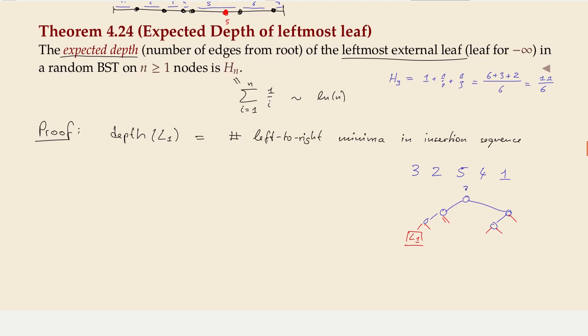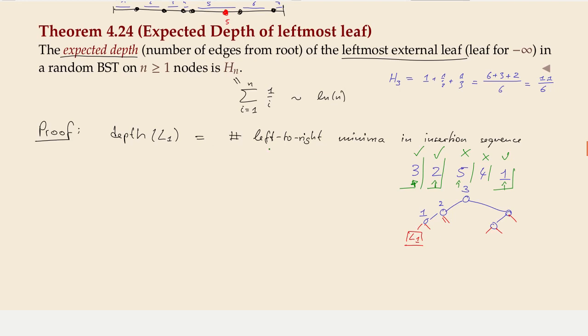Now let's just label the nodes on this path from the root to leaf 1. That was 3, that was 2, and that was 1. Now a left to right minimum of this sequence is, if you only look at the prefix ending here, and this is the smallest number you've seen up to this point, then it's a left to right minimum. So this one is. This one also is, because it's smaller than 3. 5, if you only look up to here, no. 4, no. But 1 certainly is, because it's the smallest overall.